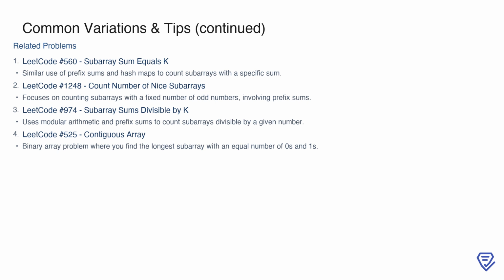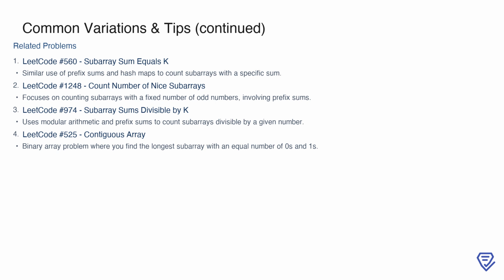This problem also has strong ties to several related problems that use similar techniques. For instance, LeetCode number 560, subarray sum equals k, involves counting subarrays with a specific sum using prefix sums and hash maps. LeetCode number 1248, count number of nice subarrays, shifts focus to counting subarrays with a specific number of odd numbers, but it still heavily relies on prefix sums.